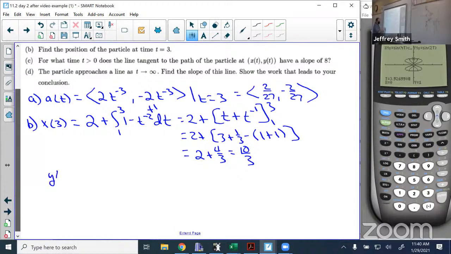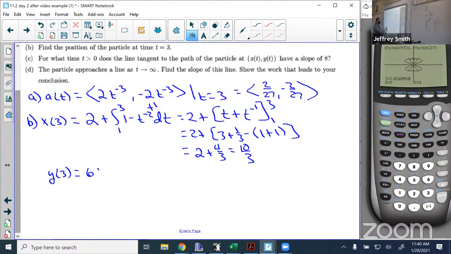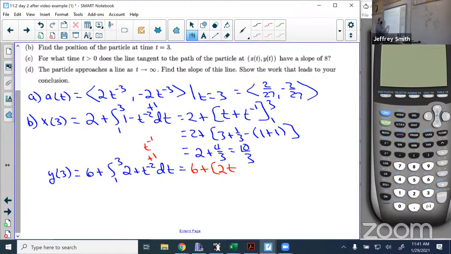Now we kind of have to do that one more time, except I think it's starting at 6 instead of 2. 6 plus integral from 1 to 3 of 2 plus t to the negative 2. There's the setup. So we're going backwards. Let's get through the math there. 6 plus 2t. Let's see if I add 1. That's t to the negative 1, but I need that to be a positive if I took the derivative. So minus t to the negative 1 from 1 to 3.